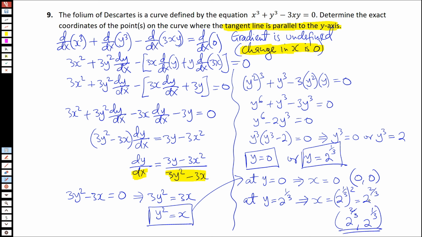So this basically will be the required solution. The tangent line is parallel to the y-axis at either (0, 0) or at 2 to the power 2 thirds for the x coordinate and 2 to the power a third for the y coordinate. And those will be the required points.